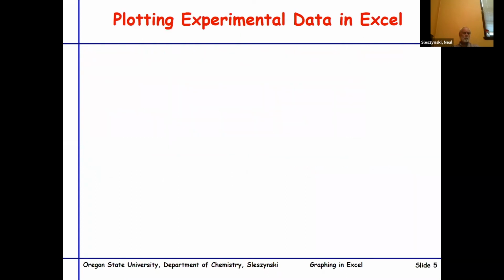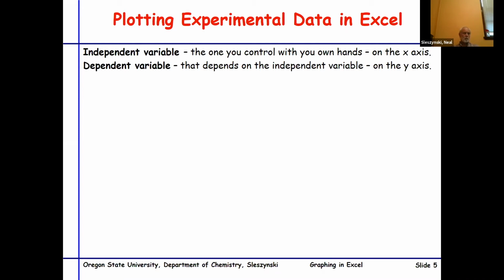So let's go ahead and mechanically go through plotting experimental data in Excel. The first thing that we need to review are the concepts of independent and dependent variables. The independent variable is the one that you control with your own hands, and is on the x-axis. The dependent variable depends on the independent variable and is plotted on the y-axis.